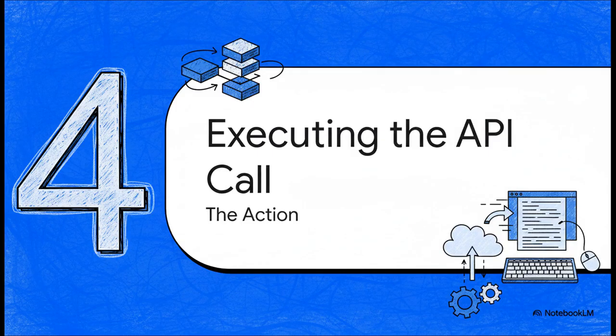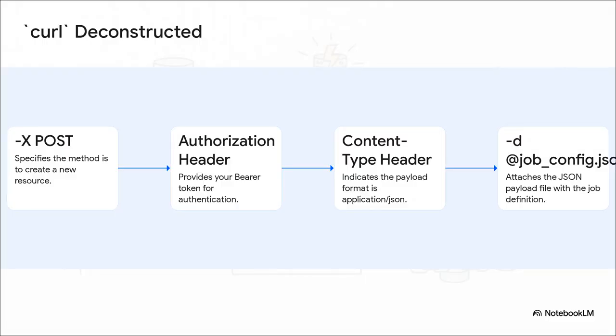Credentials? Check. Blueprint? Check. You know what that means. It's time for action. This is the climax of our mission, executing the API call and actually bringing our automated job to life. We're going to use a really common command line tool called curl to send our request.